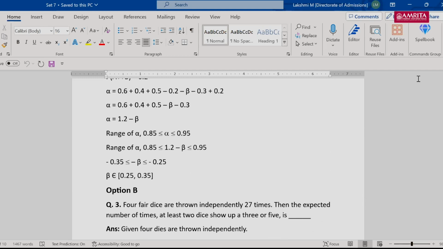4 fair dice are thrown independently 27 times. Then the expected number of times at least 2 dice show up 3 or 5. Okay, the first part of the question: I have 4 fair dice, I've thrown them independently, and the number of times is 27. Expected number of times, what? At least, that is important, at least 2 dice show up 3 or 5.